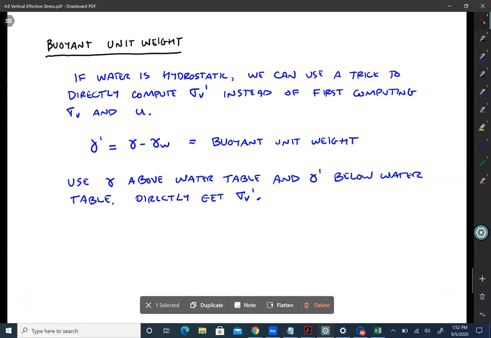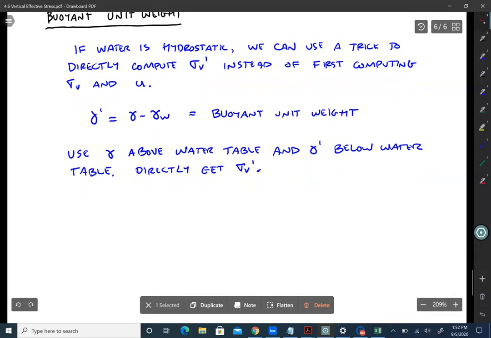Okay, and all you're doing is basically shortcutting the calculation of effective stress by skipping the sigma V and U steps, lumping them together in one step. So basically, you use gamma above the water table, where total stress is equal to effective stress, and gamma prime below the water table, and you directly get sigma V prime.